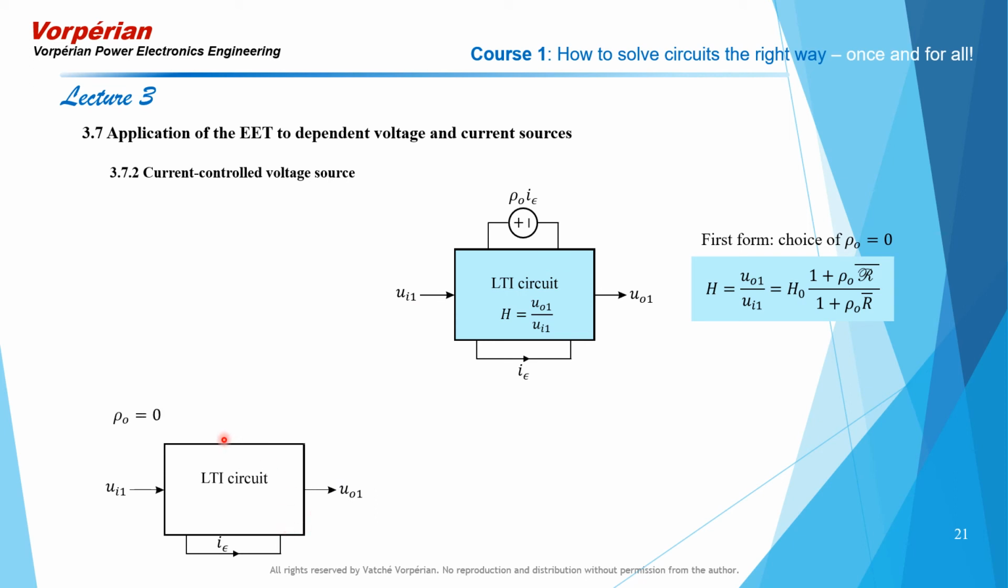H0 is determined by setting rho 0 equal to 0, our choice for the extra element being taken out of the circuit. And that means when you put rho 0 here equal to 0, that voltage source becomes 0. That's a short circuit. So the first transfer function you compute, H0, is obtained by short-circuiting this dependent voltage source. And for that you compute H0. This is our yellow calculation.